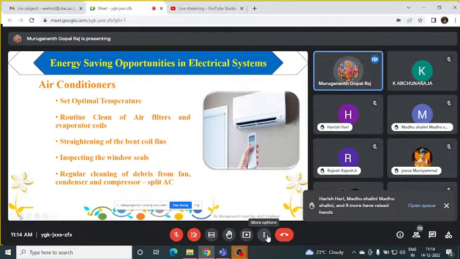Right? Then the last and final way to conserve energy in the air conditioning system is regular cleaning of debris. As I already said, dust accumulation inside the fan, the condenser and the compressor of split AC systems can build up. So they have to be cleaned properly.